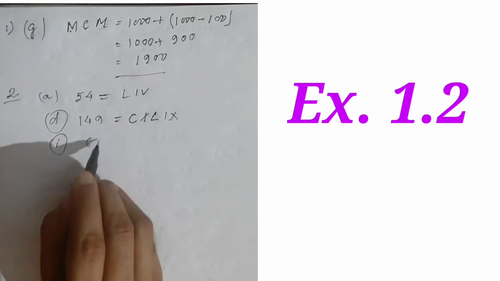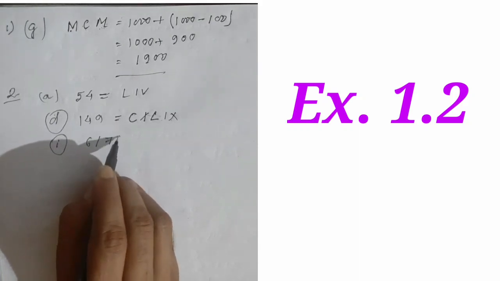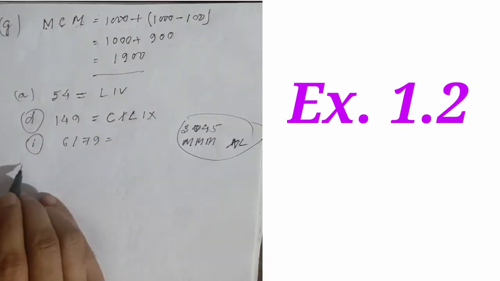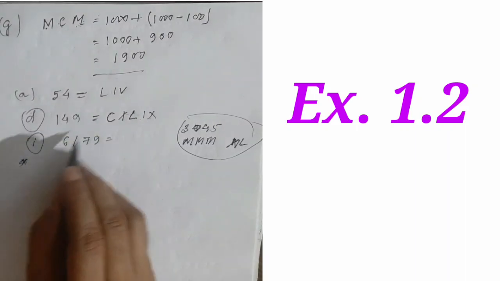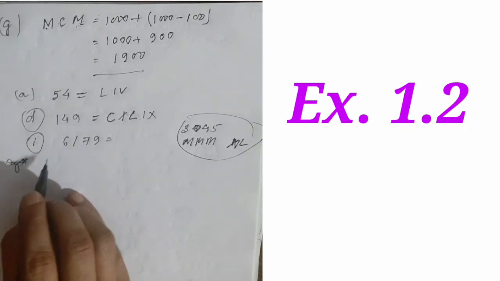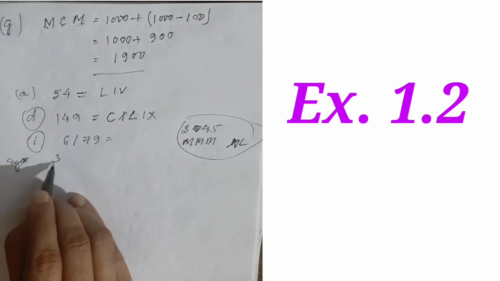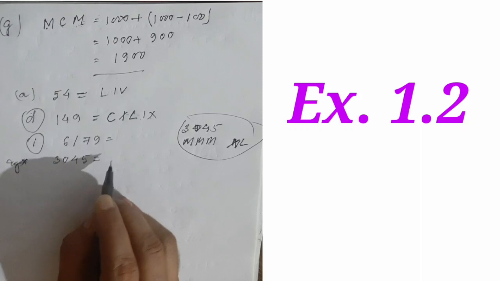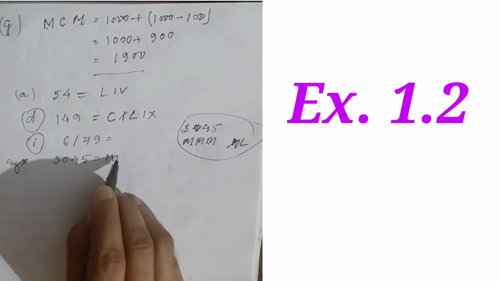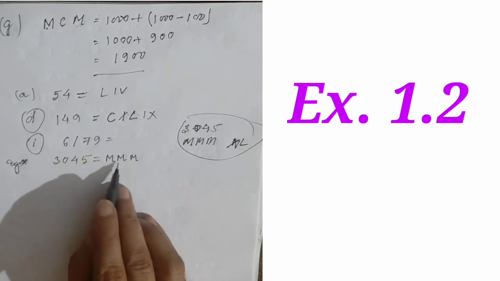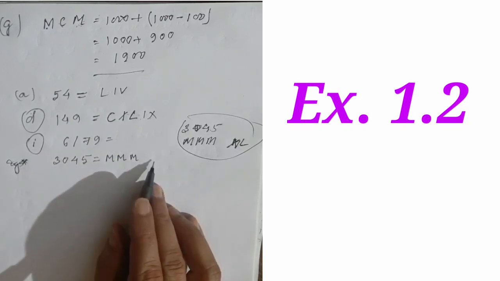Okay. Similarly, the next one is 6179. So my dear, here we have to understand something new. Okay, up to 3000 we will have no problem. To understand this one, one more example. Suppose 3045. If I want to write 3045 in Roman numerals, then how can I write? I can write 1000, that is M, another 1000, that is M, another 1000, that is also M. That means MMM is 3000.